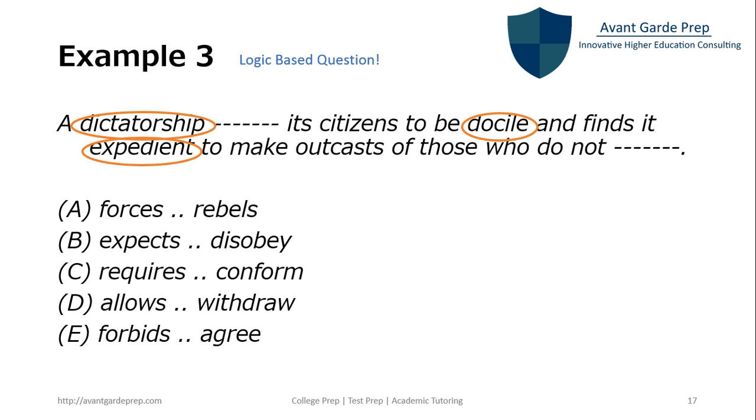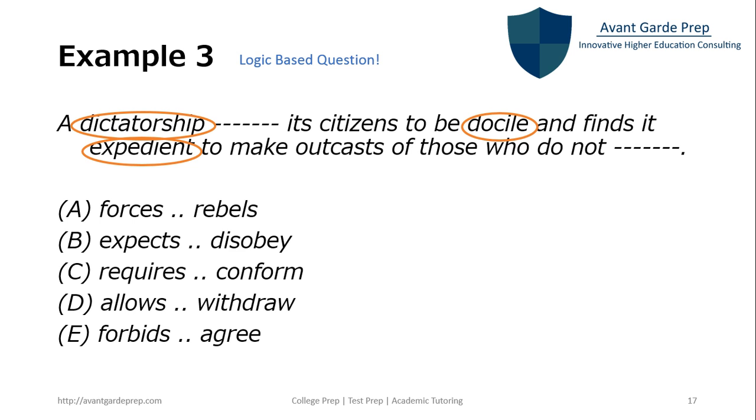So a dictatorship we know is a controlling government run by one person, and docile means to be submissive, and expedient means to have a suitable way for achieving an end, or a quick way to solve a problem. So, like I said, sometimes even if it's logic-based, we're still going to have to know our vocabulary, and this would be one of those ones that would come at the end of a section. It's a little bit of a harder sentence completion question for that reason.